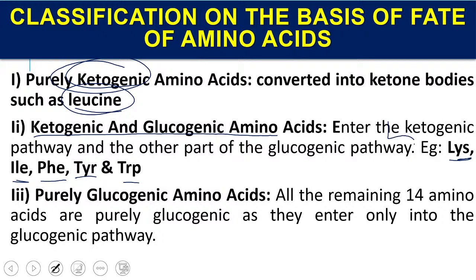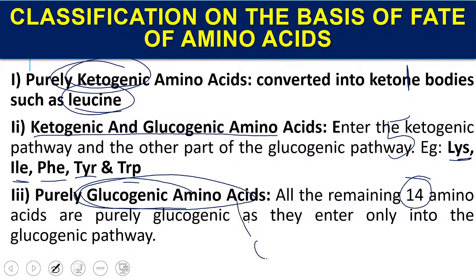So 5 here and 1 here, total 6, remaining 14. Those remaining 14 amino acids are glucogenic. They are metabolized and give you carbohydrate in different forms. Whenever we use amino acids or any non-carbohydrate source for glucose production, we call it gluconeogenesis. So by gluconeogenesis, amino acids give you glucose. So these are the 14 amino acids. This is all about the basics and classifications of amino acids.